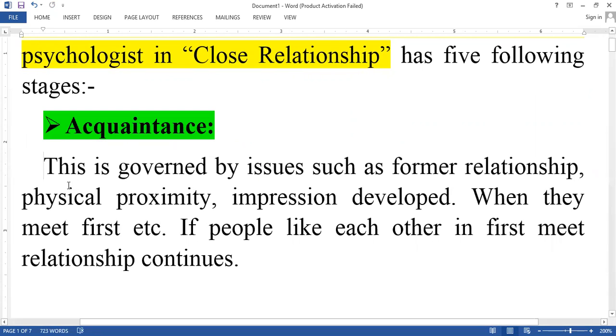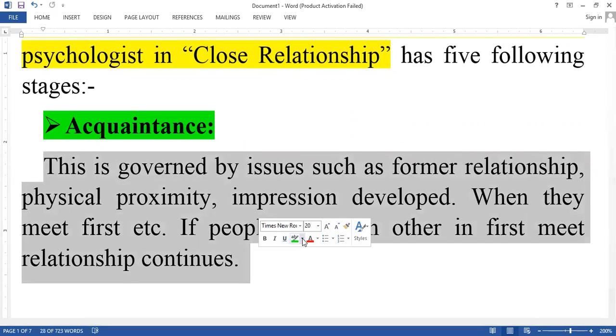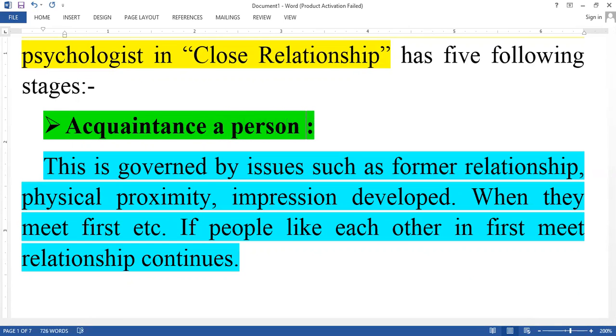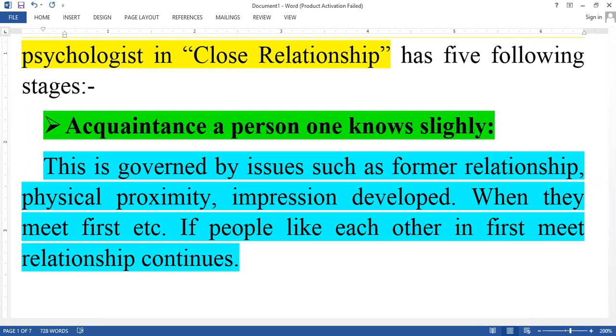The first one is acquaintance. Here, what is meant by acquaintance? This is the most important point here. Acquaintance is nothing but a person one knows slightly, who is not a close friend.